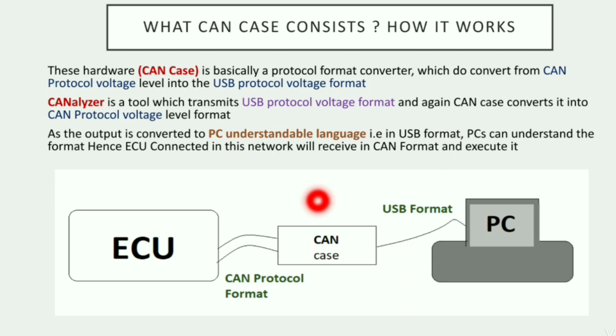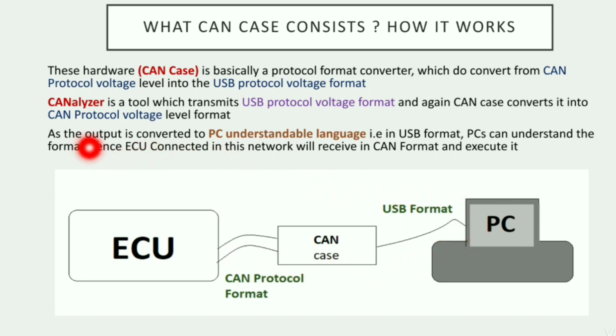So the CANALYZER is a tool which transmits the USB format, and again the CAN case converts it into the CAN protocol voltage level format whenever it is transmitting. The first statement is from the ECU to the PC, and the second statement is from the PC to the ECU. Why I'm focusing on this so much is because this is a very basic thing, but being frank, most of us are not aware of it, so it's mandatory to learn this.